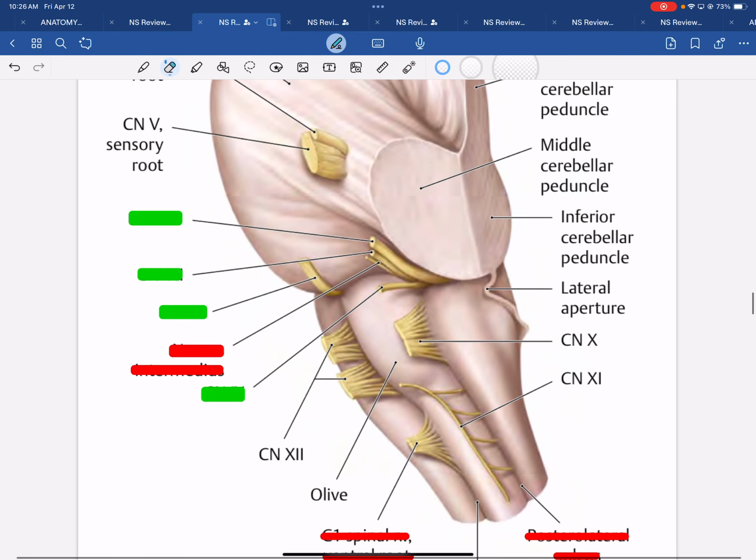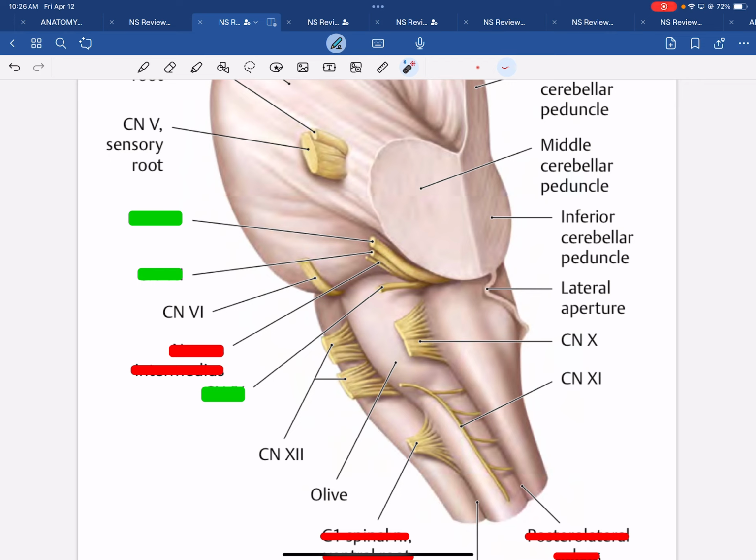All right. Which cranial nerve is this? Abducens. Good. Which number? 6. Good. Function? Eye movement. Good. It abducts the eye specifically. Good. That's great, right?